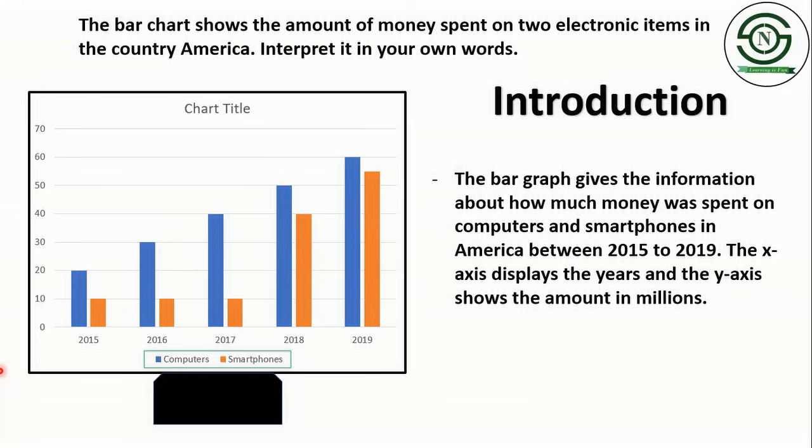So what does the bar graph show? The answer is: the bar graph gives the information about how much money was spent on computers and smartphones in America between 2015 to 2019. What about the axes? The x-axis displays the years and the y-axis shows the amount in millions. So you are supposed to just write two sentences in the introduction section.